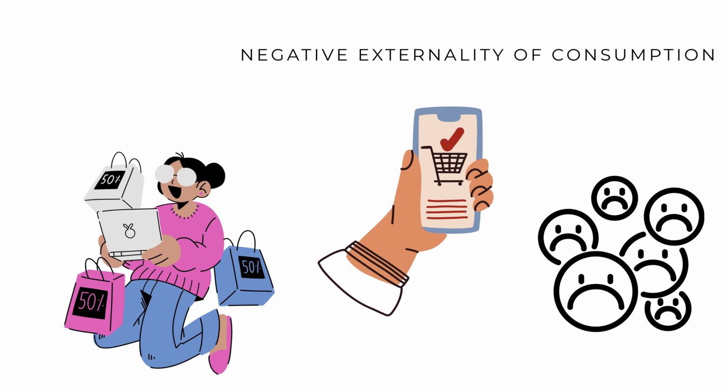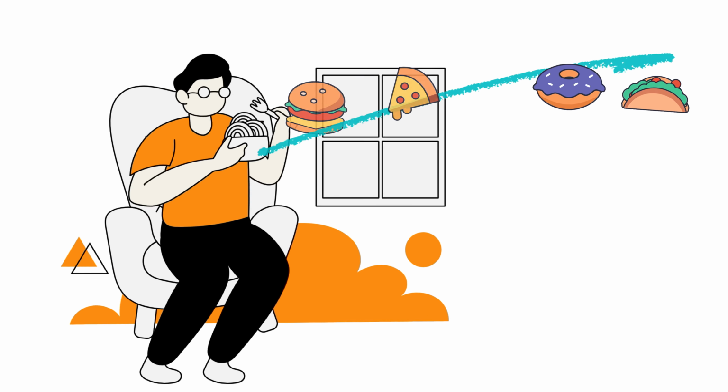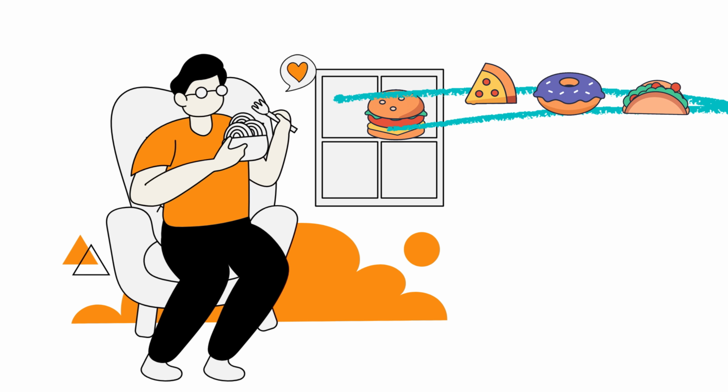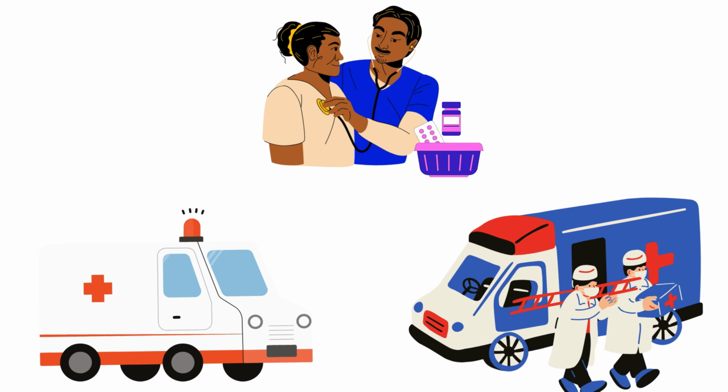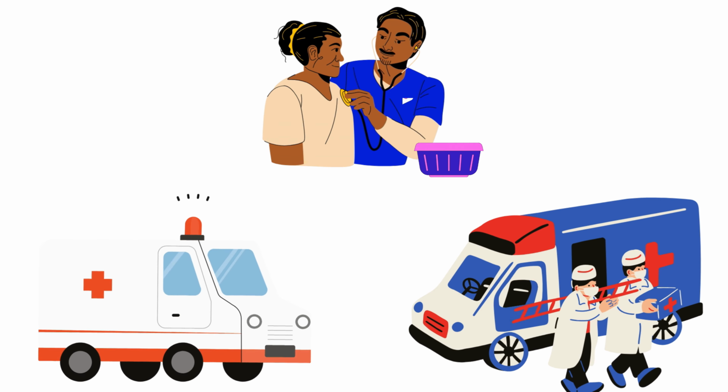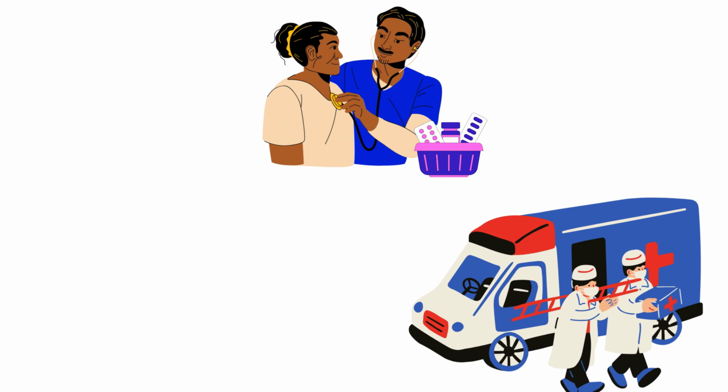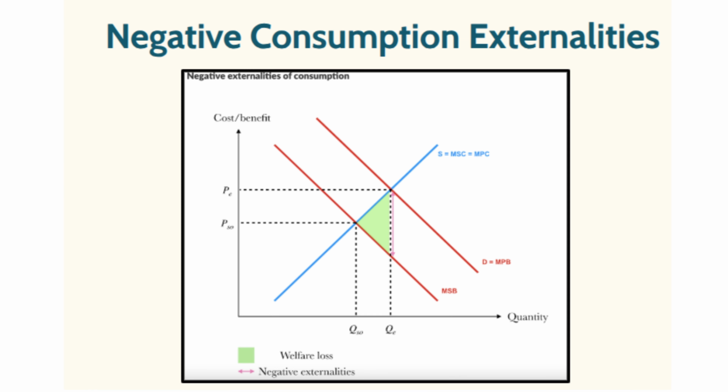Negative externalities of consumption happen when consuming a good creates costs for others not part of the transaction. A real-world example is eating junk food. It may be enjoyable for people, but widespread unhealthy eating increases public healthcare costs. These costs are shared by society and not fully reflected in food prices, leading to overconsumption.